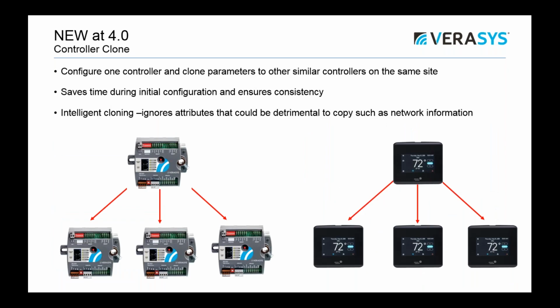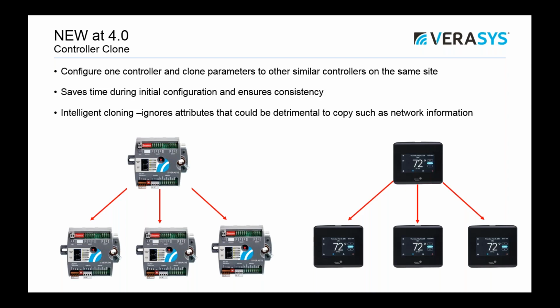Another new feature that we're adding at Verasys 4.0 is what we call controller clone. What this does is it's a way to enable installers to more quickly configure the system and in a very consistent manner. So the way it works is you configure a single controller, whether it be a VAV controller, a TEC3000, smart equipment rooftop, whatever, and you're able, through the clone feature, to copy the parameters from one device to the next, to the next, to the next.